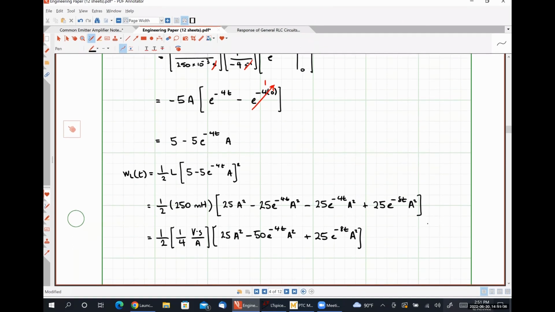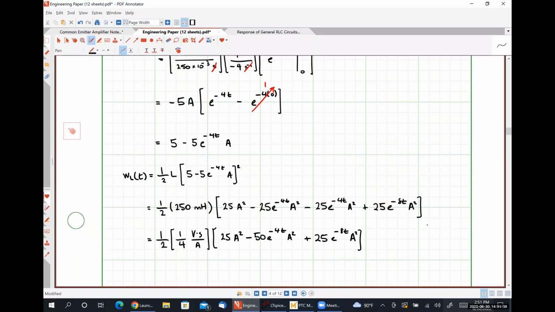Now let's look at these units, okay? So amp here is going to cancel one of these amps on all of these terms. So I'm going to have volts times seconds times amps. Well, a volt times an amp is a watt, and a watt times a second is a joule. So we are correctly doing energy.